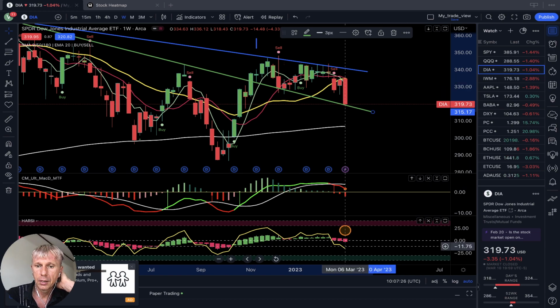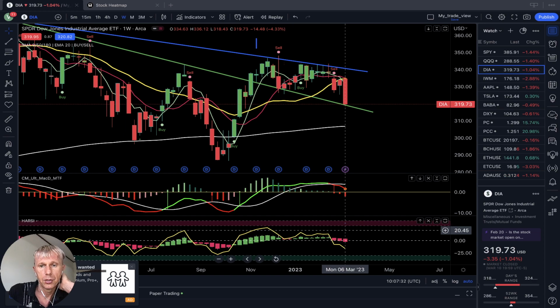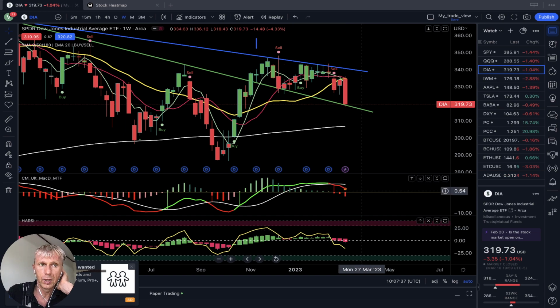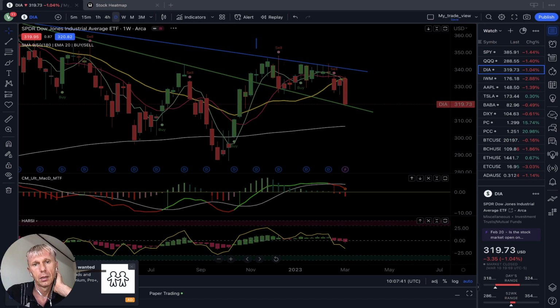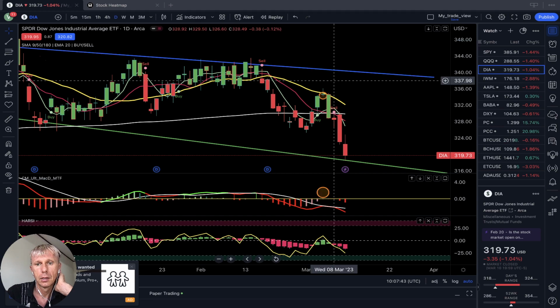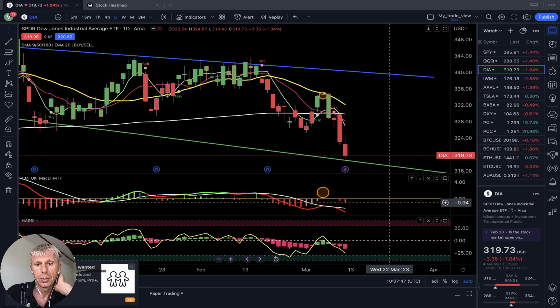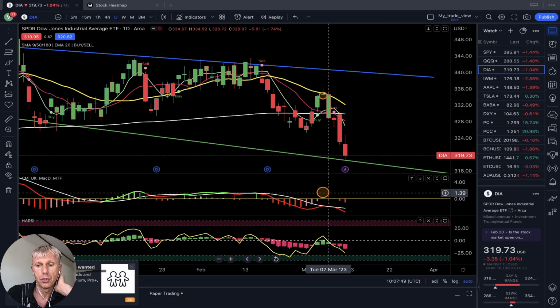RSI in a negative bearish territory. Heikin Ashi red, bearish. MACD bearish. All indicators in the bearish trend on weekly time frame for Dow. Let's move to daily. Daily. Bearish trend on all indicators. Bearish trend on all indicators, no changes.